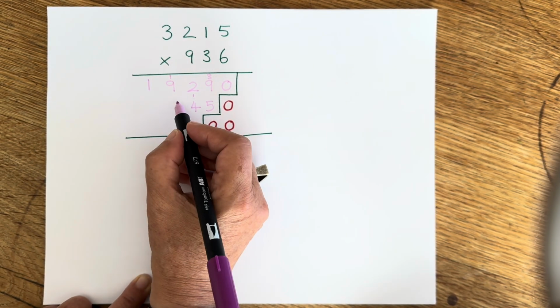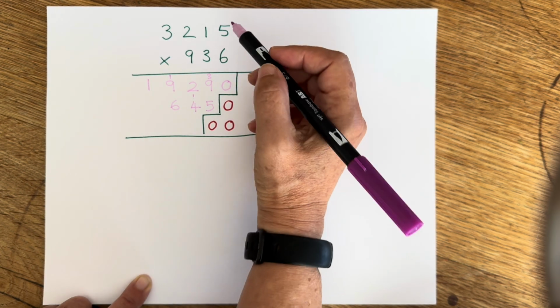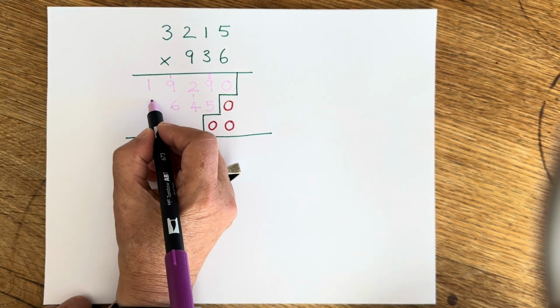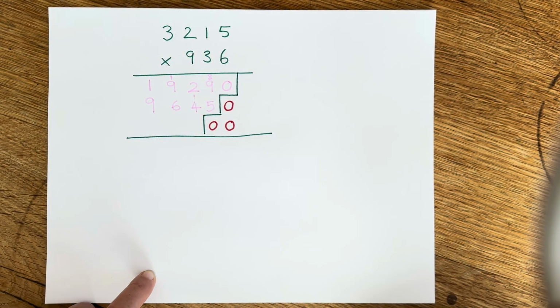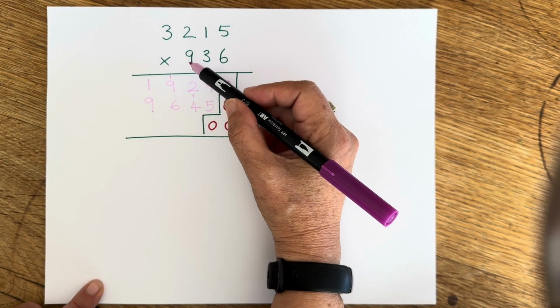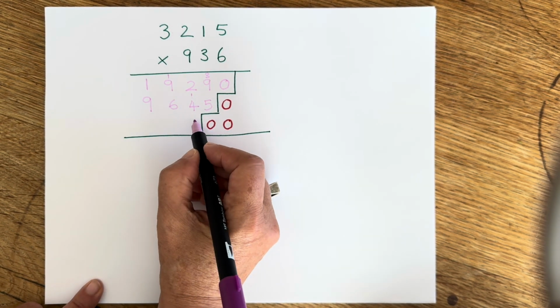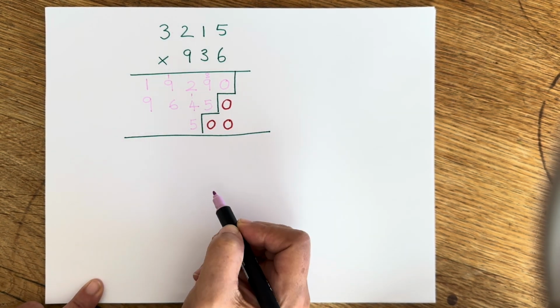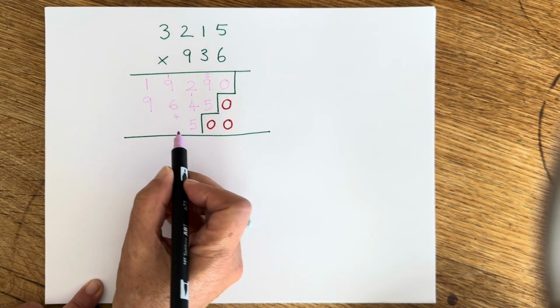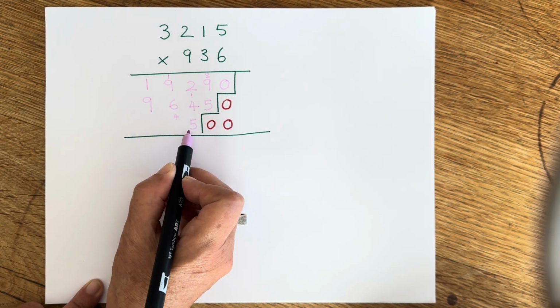3 times 2 is 6. 3 times 3 is 9. So that does that column. Okay, final number is 9. 9 times 5 is 45. So I put my 5 down there and my little 4 up here. You can see 45 is written clearly.